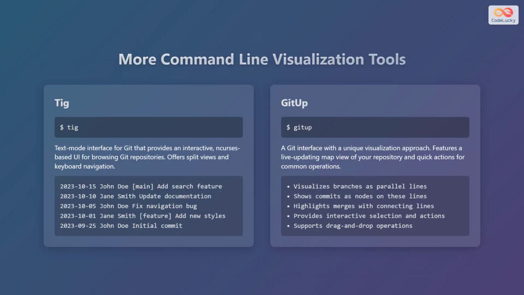Here are more command line visualization tools. TIG is a text mode interface for Git that provides an interactive and curses-based user interface for browsing Git repositories. It offers split views and keyboard navigation. Here's an example of its output. GitUp is a Git interface with a unique visualization approach. It features a live updating map view of your repository and quick actions for common operations.